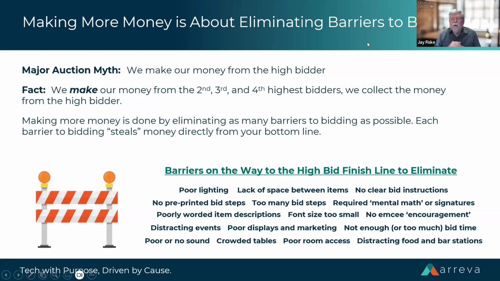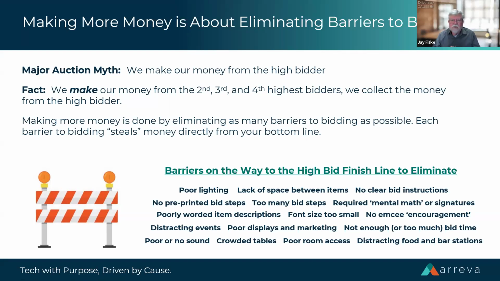It's mobile bidding. But if you're using traditional bid forms, poor lighting will absolutely kill that. Lack of space between the items. If the items are all crammed together, it's hard for people's brains to differentiate what they're looking at. So you want space between each item. No clear bid instructions. How do I bid? I'm trying to bid. What's going on? How do I do that? So, of course, having pre-printed bid steps on the form will do that. But also, if you're using mobile bidding, it's covered because it's on the phone.